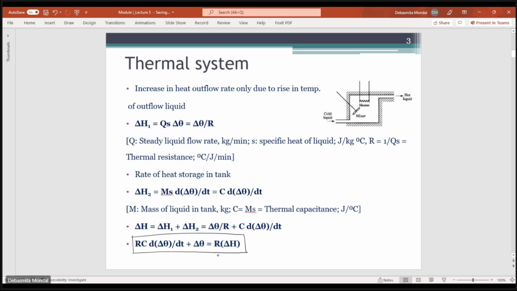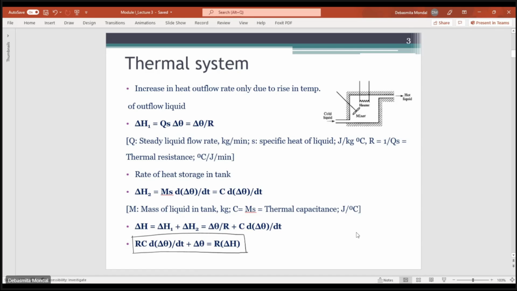Okay, so this is the equation when you have an ideal condition. You can represent the thermal system using this kind of an equation where R and C are thermal resistance and thermal capacitance, and the change of temperature with respect to the change in the overall heat content.